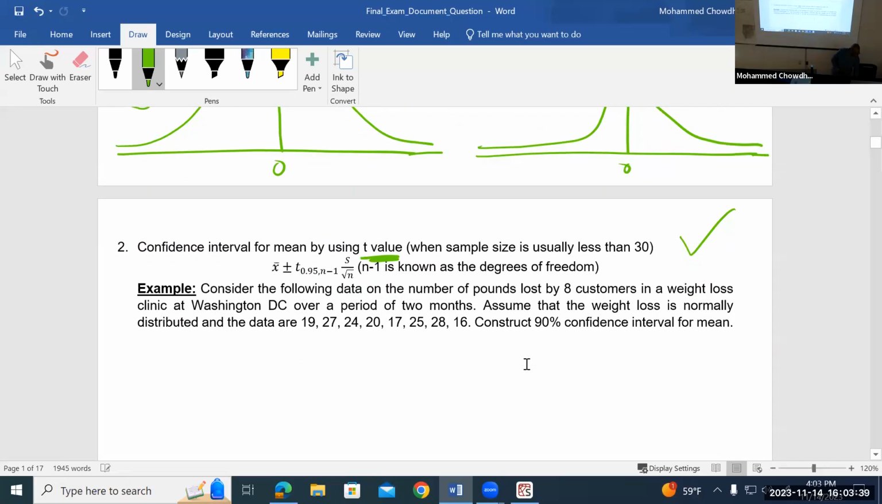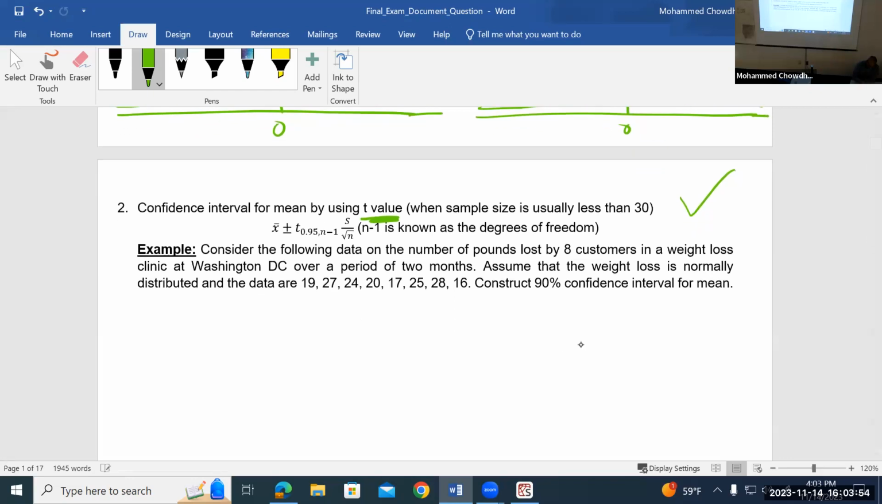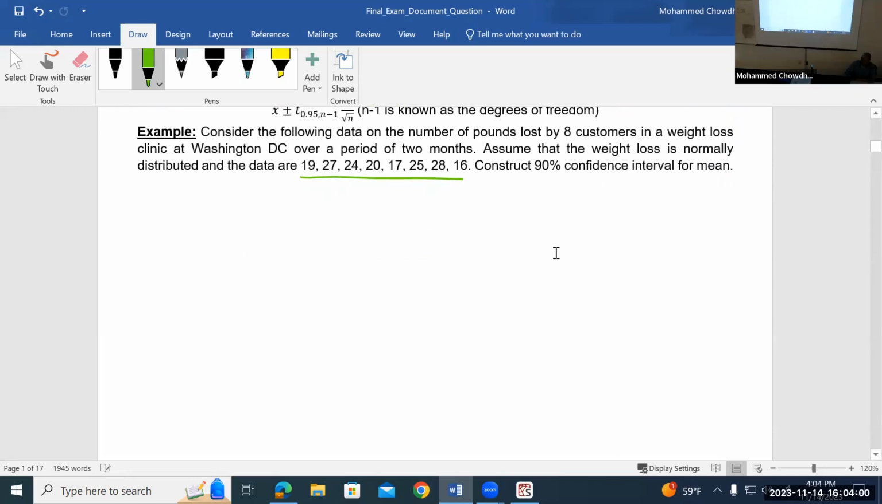Consider the following data on the number of pounds lost by 8 customers in a weight loss clinic at Washington, D.C. over a period of 2 months. Assume that the weight loss is normally distributed and data are these. Construct a 90% confidence interval for the mean. So the formula is what we have to find. Okay, let me enter the data in Python.